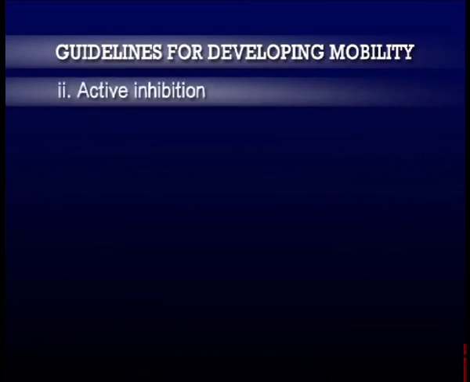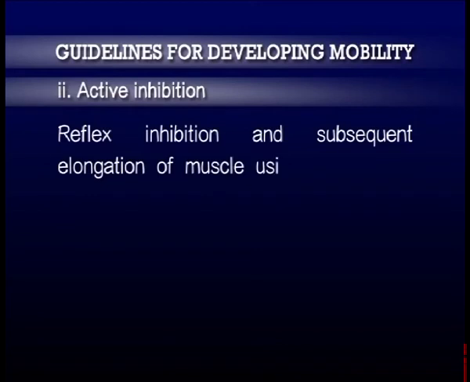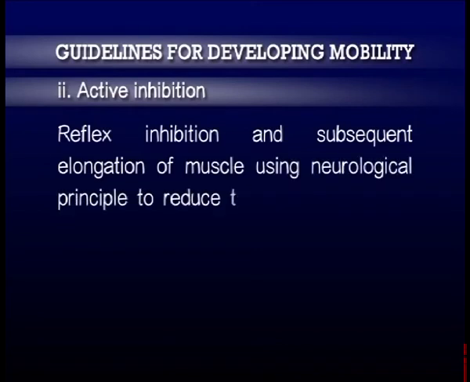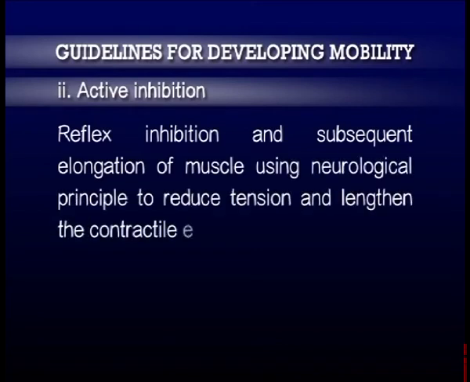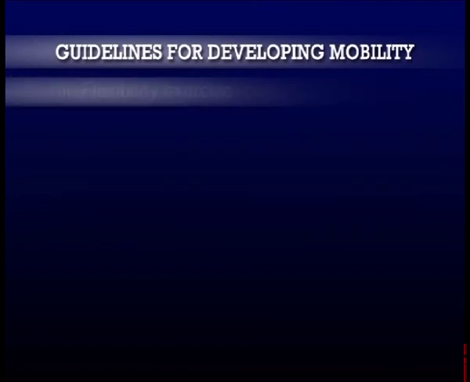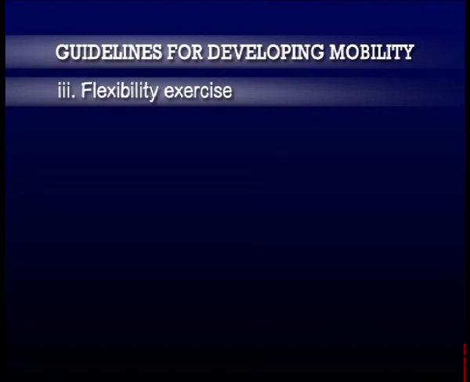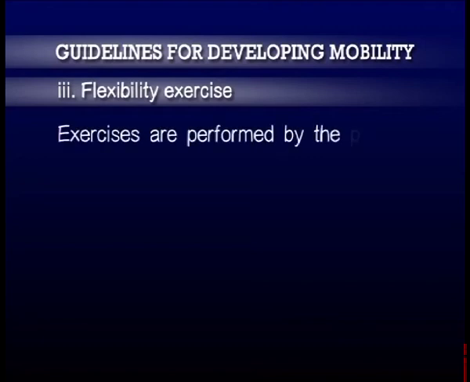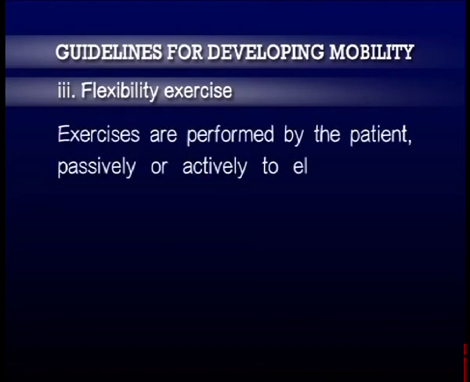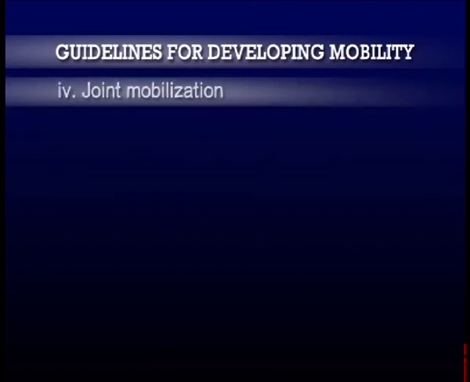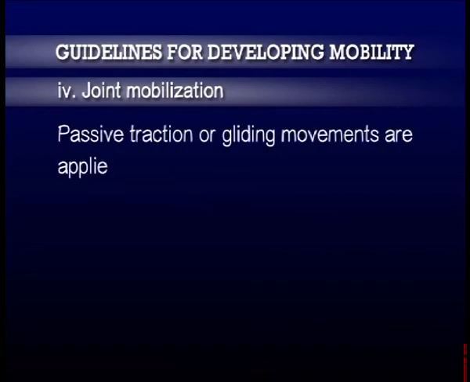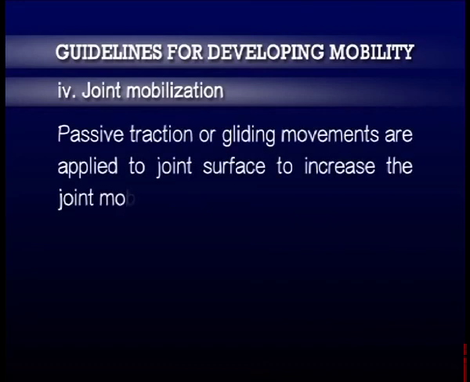Second one is active inhibition, reflex inhibition and subsequent elongation of muscle using neurological principles to reduce tension and lengthen the contractile element within muscle. And third one is flexibility exercise. Exercises are performed by the patient passively or actively to elongate soft tissue. And here comes the joint mobilization. Passive traction or gliding movements are applied to joint surfaces to increase the joint mobility.